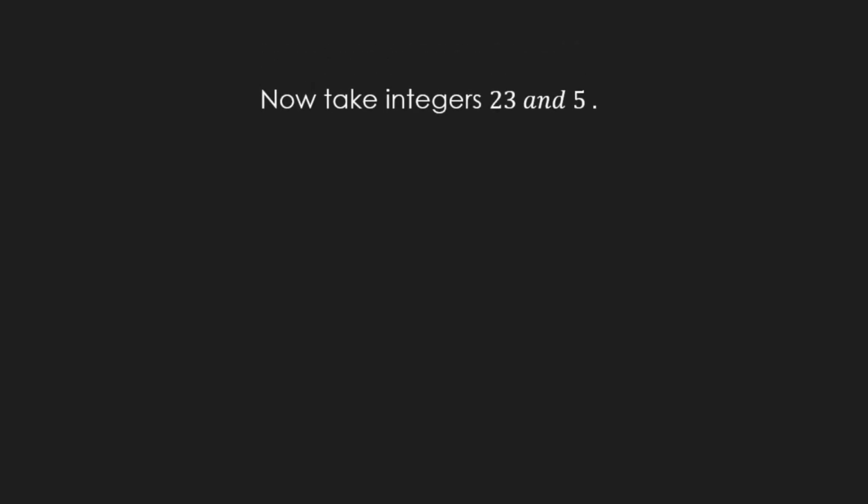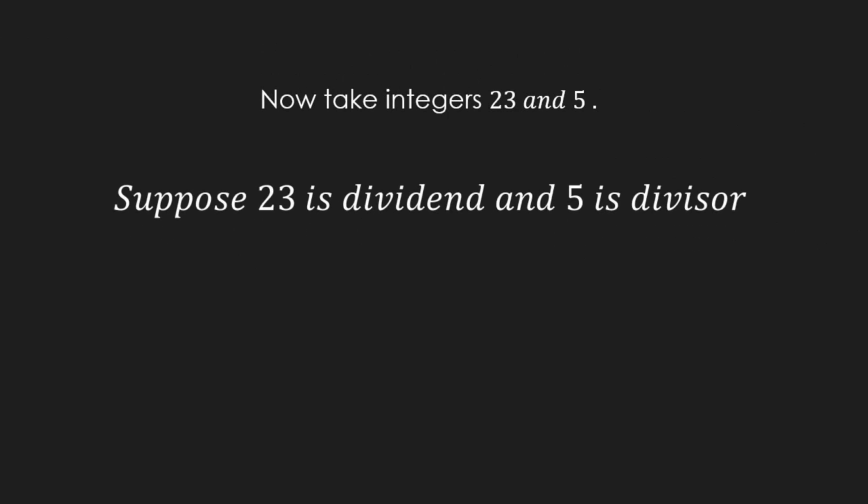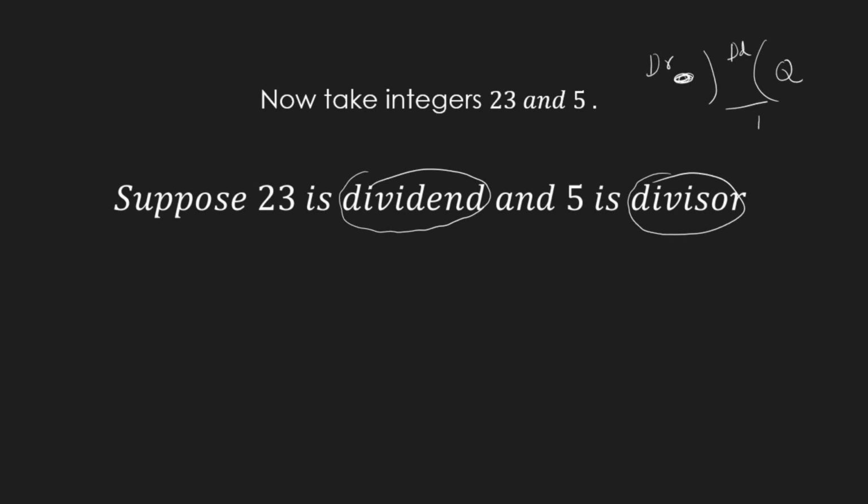Now take integers 23 and 5 this time, okay? Suppose 23 is dividend and 5 is divisor, right? You have heard about these things, dividend and divisor, right? In division we use dividend and divisor. You have the divisor on this side, and you will be having a quotient, and something will be remaining. So all these words relate to division. Suppose 23 is dividend and 5 is divisor. Here, 5 fours are 20 and you have 3 as remainder.